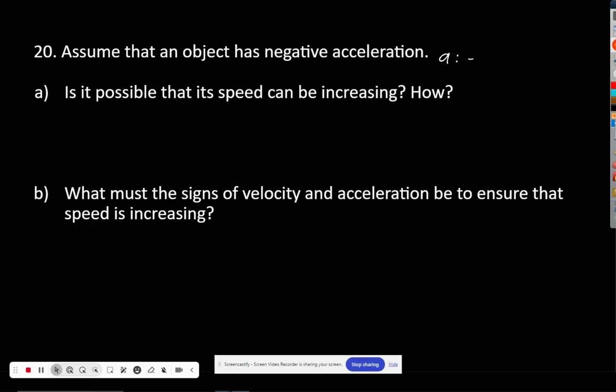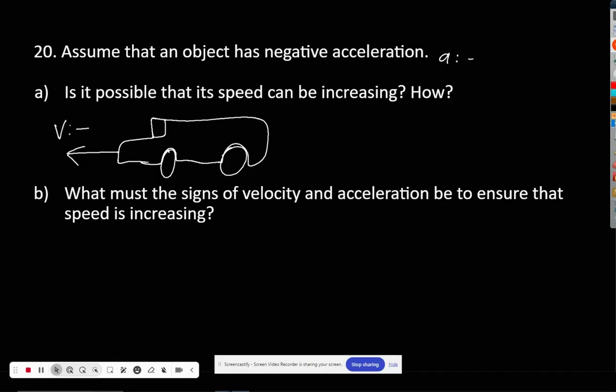Certainly, as long as we're trying to travel in the negative direction. So for example, let's say I've got a car. I apologize, I am not an artist. So here's my car, maybe a strange bus. It's going in the negative direction. We'll say left is negative here. So my velocity is negative. If I'm traveling in the negative direction and I have a negative acceleration, that would cause me to speed up.